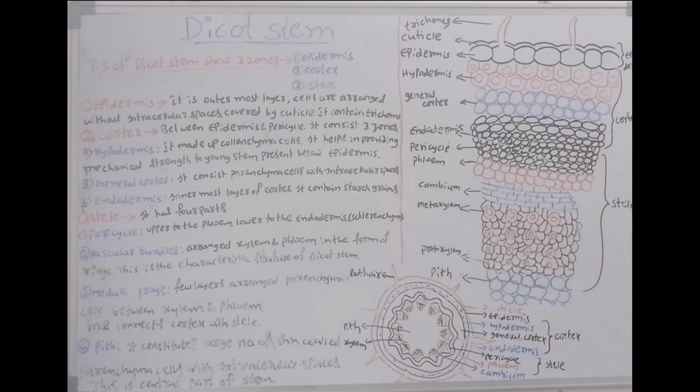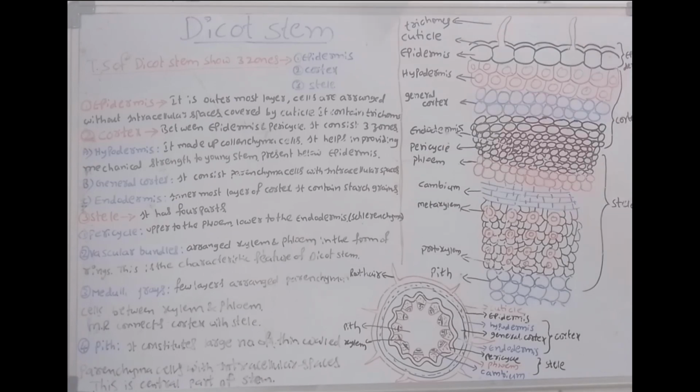Next one, vascular bundles. Vascular bundles means it contains xylem and phloem. Xylem and phloem are called vascular bundles. Xylem is used to transfer the water, and phloem is used to transfer the food materials. This is the function of xylem and phloem. Xylem is used for water transportation and phloem is used for food materials and minerals transportation.